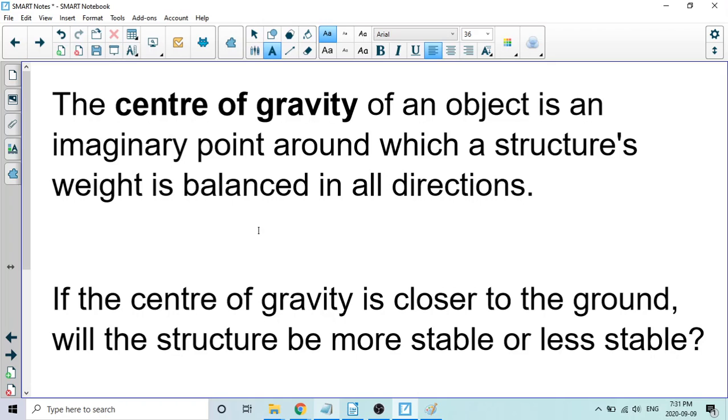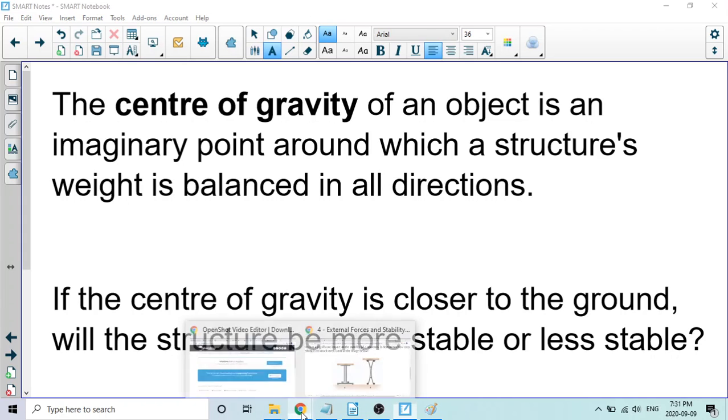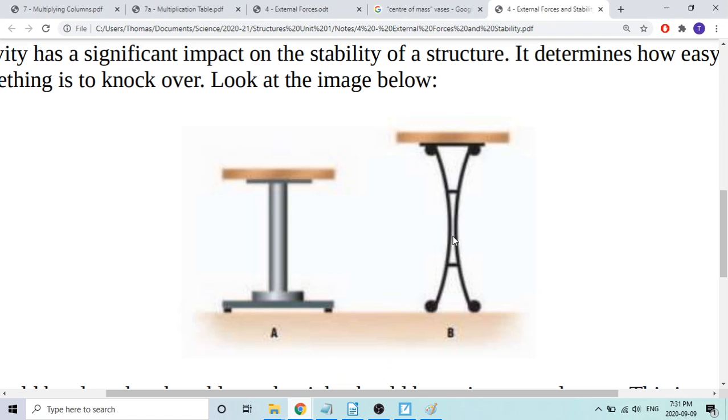The center of gravity of an object is an imaginary point around which a structure's weight is balanced in all directions. So as an example, we're going to look at this picture here. The center of gravity here, you'll notice that the top and the bottom are about equal sized. So the center of gravity is probably somewhere about here. For this one, the weight is way more at the top than at the bottom because the top is much larger. So the center of gravity is going to be weighted more toward the top. It's going to be up here, right?